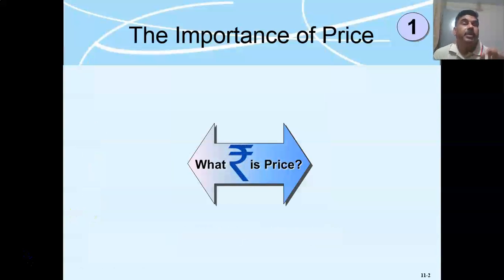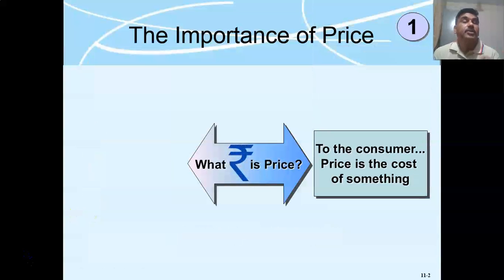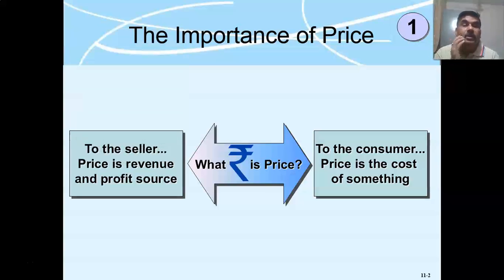So here the price has two major concepts. To the consumer, price is the cost of something. So whatever the consumers are paying towards owning any kind of product, it's considered a price. So that is the first concept. Then the second concept: to the seller, price is the revenue and profit source. After selling a particular product, whatever the seller or producer made, they got the revenue against that, that is the price, right? And that revenue is also the source of the profit.